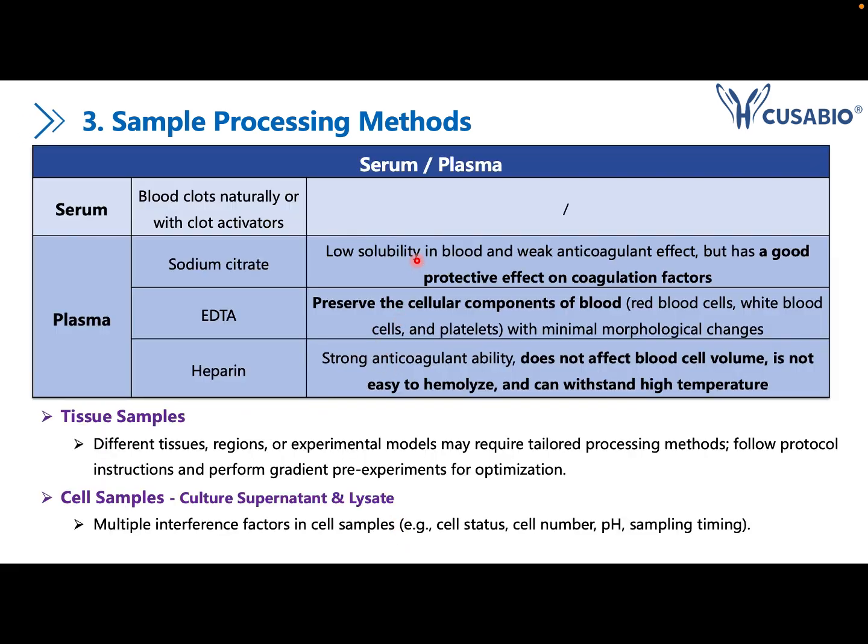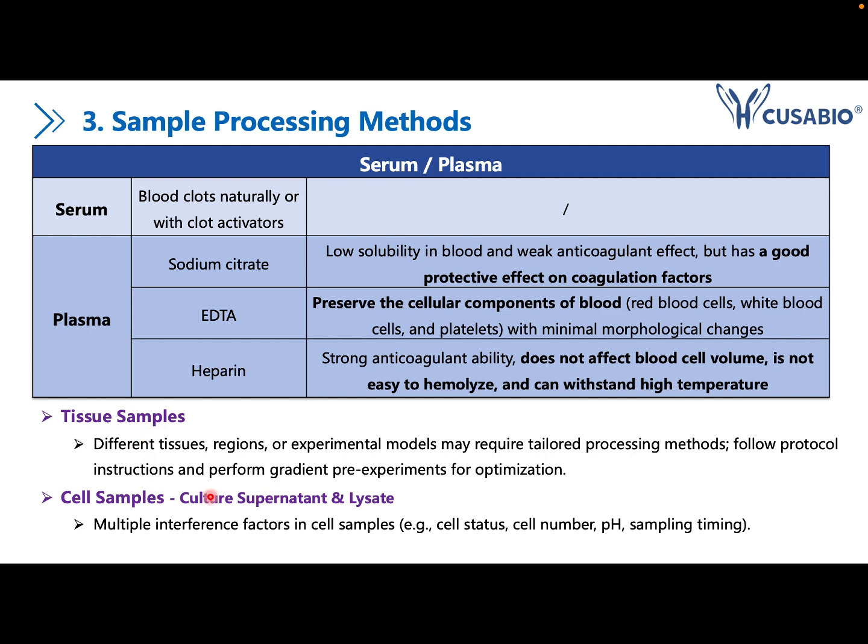For these 3, the features are different. So for example, for the sodium citrate, they have a very good protective effect on the coagulation factors, but it's quite weak. And for the EDTA, this one, they can preserve the cellular component of the blood, like the blood cells, white blood cells, with the minimal morphological changes. For the heparin, the feature is that it will not affect the blood cell volume, and it's not that easy to hemolyze and can withstand high temperatures.